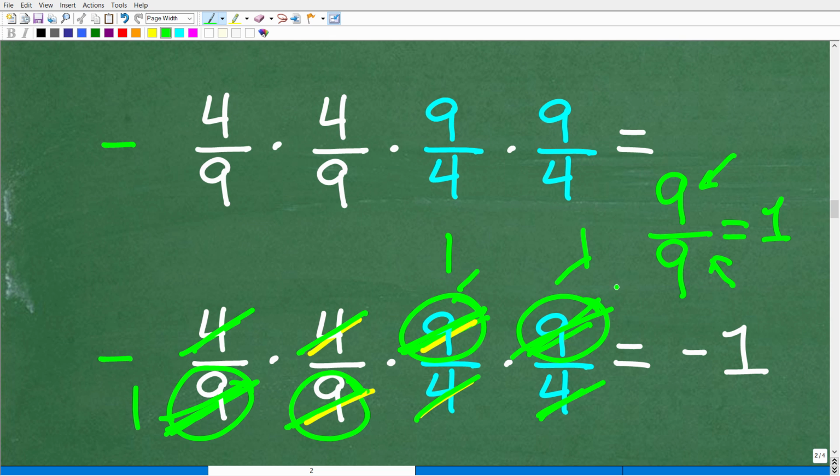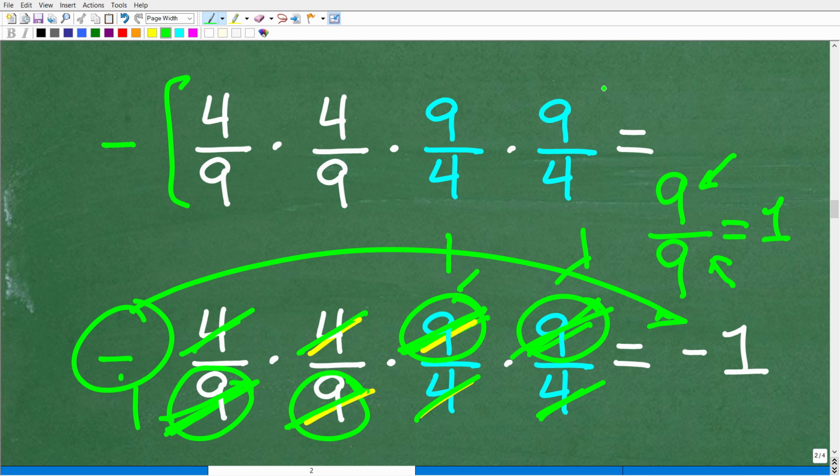So what do we have? We just have one big 1, but remember we have this negative 1. Okay, well, this is a negative answer. Okay, so it's the negative of doing all this math. And of course, the final answer is negative 1.